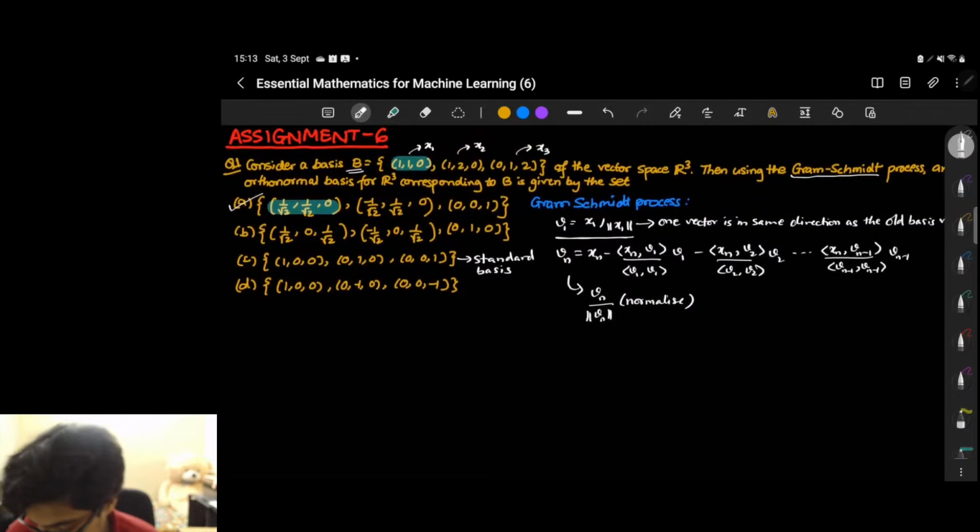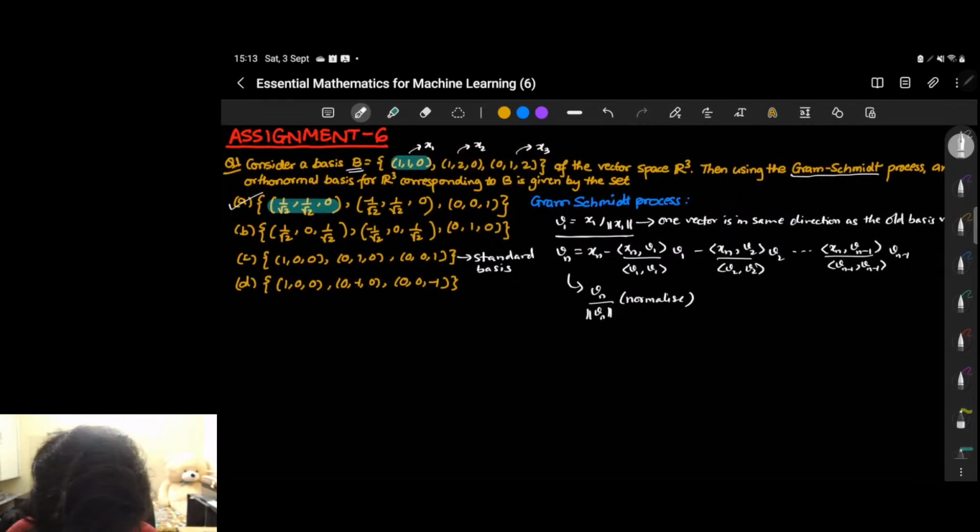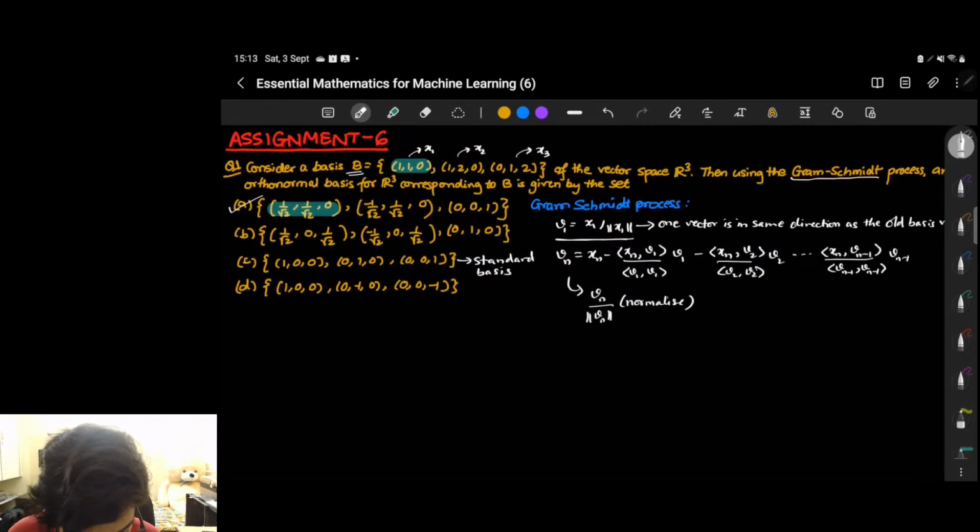But nevertheless, let us apply the Gram-Schmidt process. So, according to the Gram-Schmidt process, V1 is the same as X1, just scaled. So that would be 1, 1, 0, and then scaled by the length, and that is root 2.